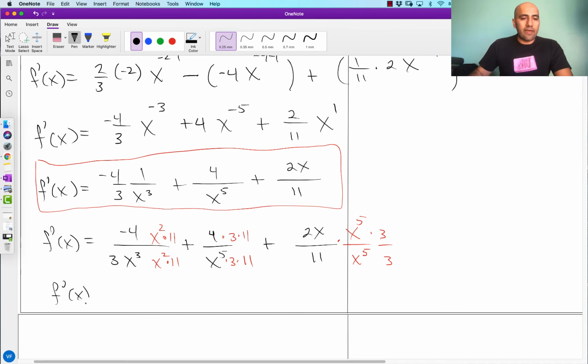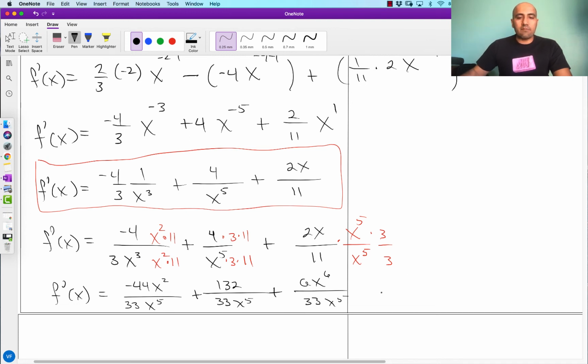f prime of x is equal to negative 44x squared all over 33x to the 5th plus 132 divided by 33x to the 5th plus 6x to the 6th power divided by 33x to the 5th power.